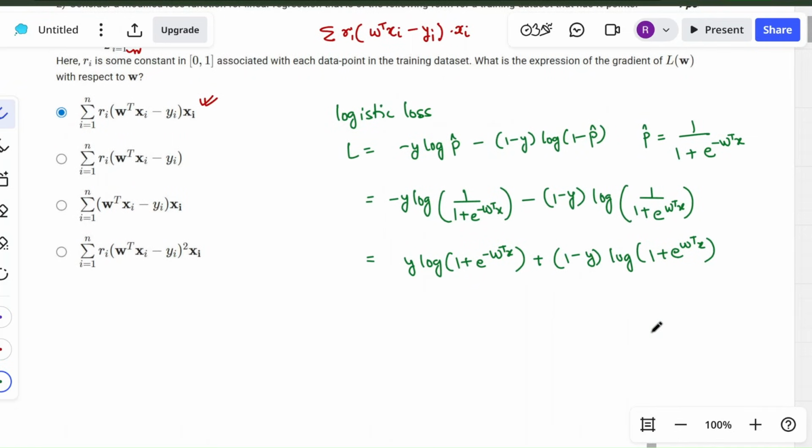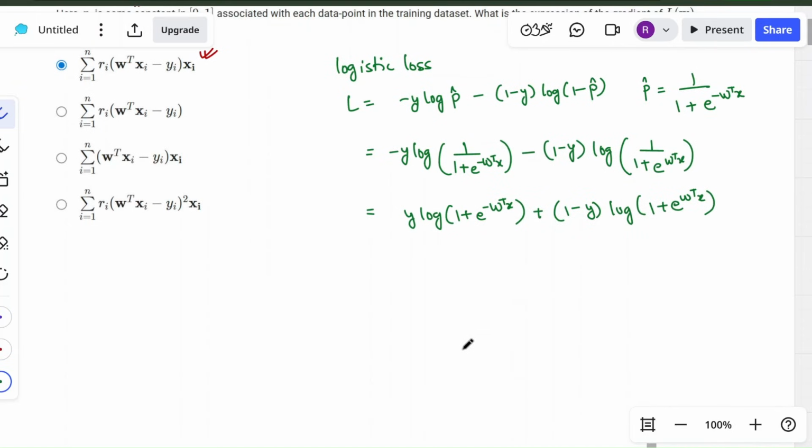Now, let me take the derivative of this with respect to w. Let's see what we get. Okay. Dou L by dou w. What will this be? This will be y by 1 plus e to the power minus w transpose x times minus x, right? Times minus x plus 1 minus y times 1 by 1 plus e to the power w transpose x, right? Multiplied with just x. Instead of minus x, it's just x, right?